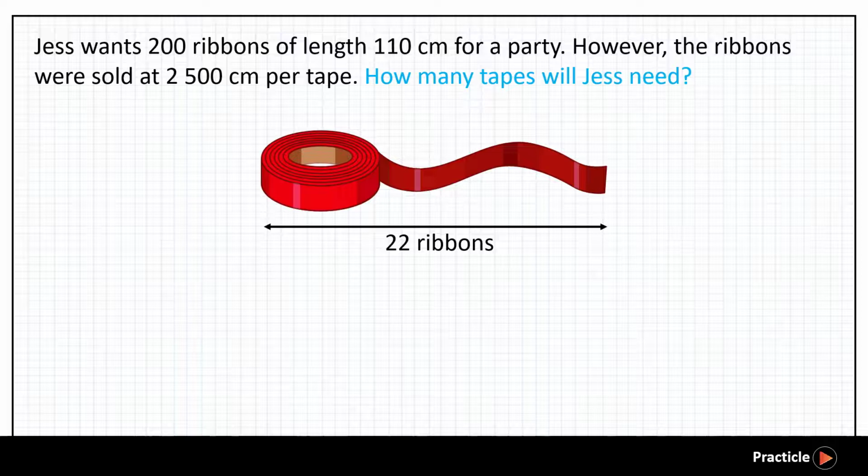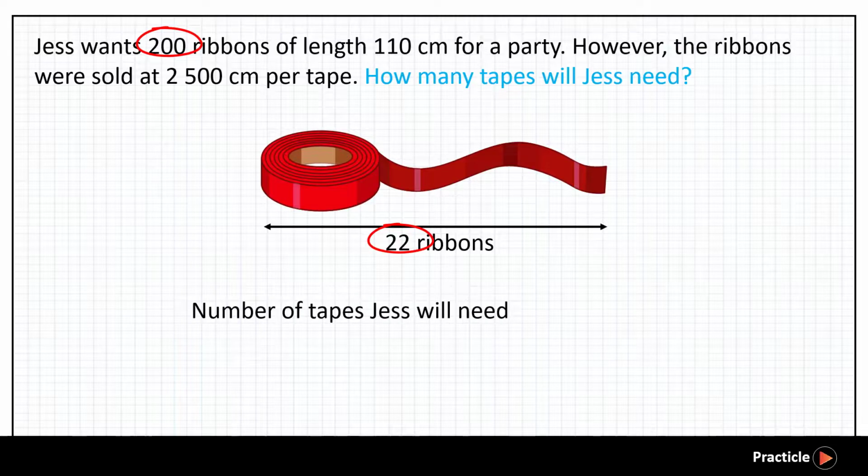Do you say divide the number of ribbons that Jess wants by the number of ribbons that she can get from one tape? If you did, great job! And that's exactly what we are going to do. When we divide 200 by 22, we are going to get 9.09 tapes. Oh dear, it seems like we have another number with a decimal again. This time round, it looks like we'll need to make another important choice again. Will you choose to round our answer up or down this time?